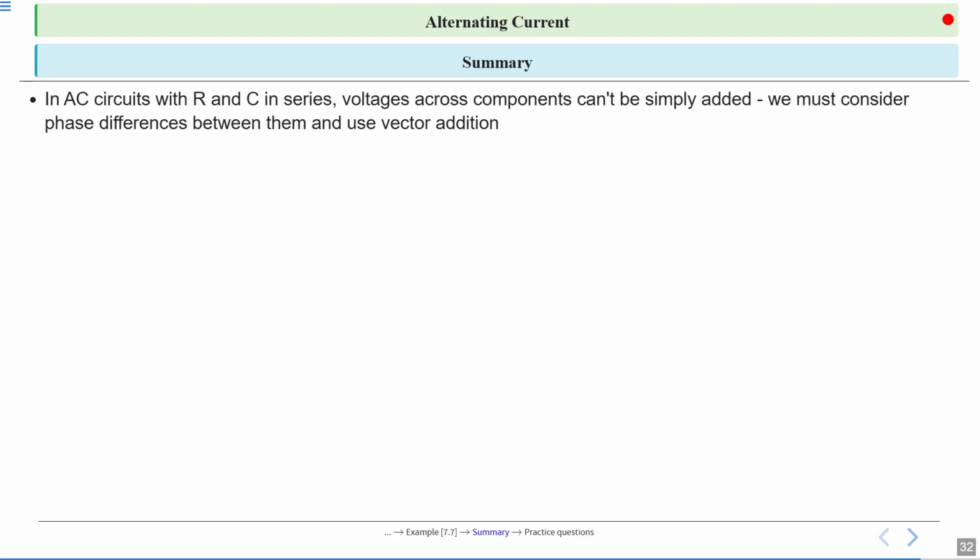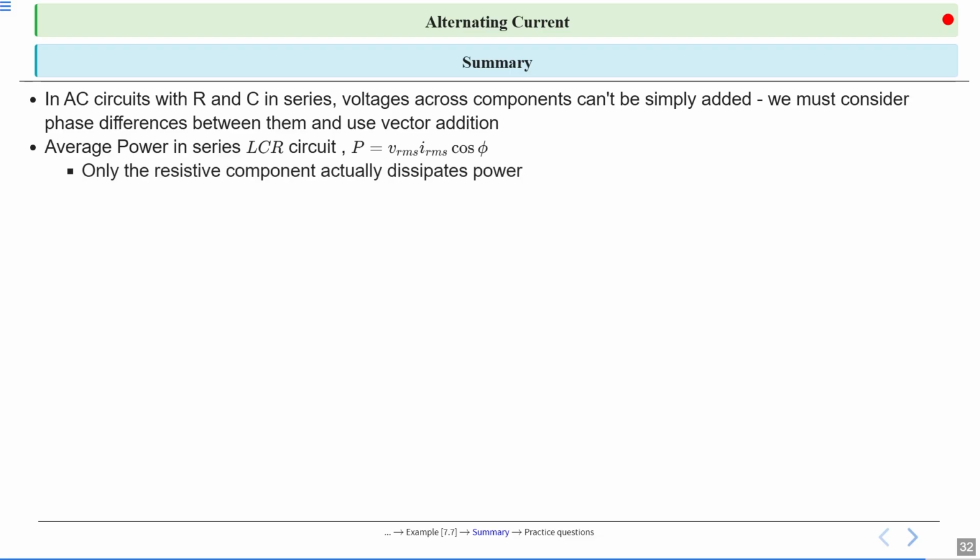In an AC circuit with R and C in series, voltages across components can't be simply added. We must consider phase differences between them and use vector addition. Average power in a series LCR circuit, P equals VRMS IRMS cos phi. Only the resistive components actually dissipate power. No power is dissipated across reactive, meaning inductive and capacitive, components.